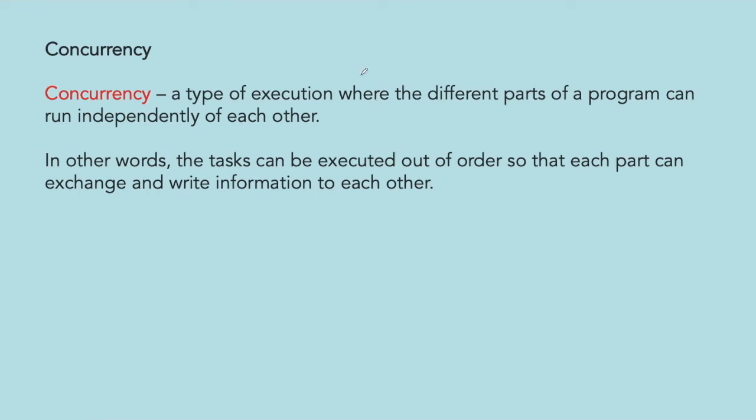Concurrency is a type of execution where the different parts of a program can run independently of each other. In other words, the tasks can be executed out of order so that each part of the program can exchange information with each other or write information to each other.